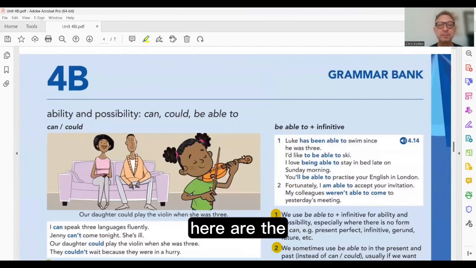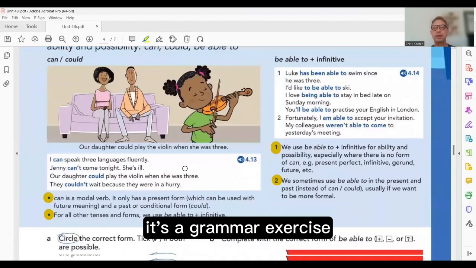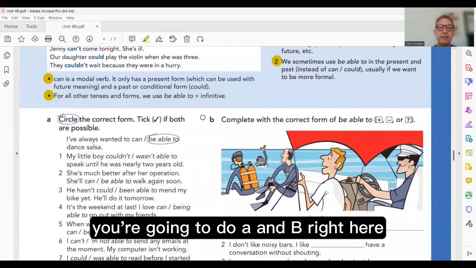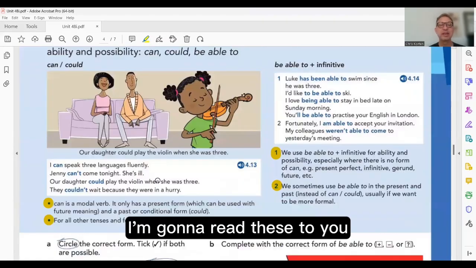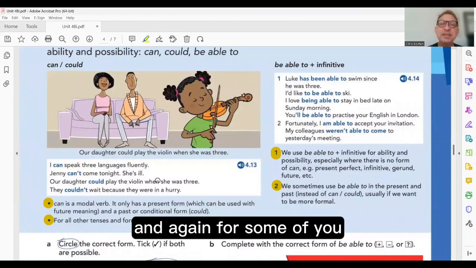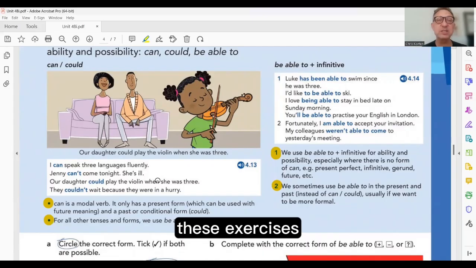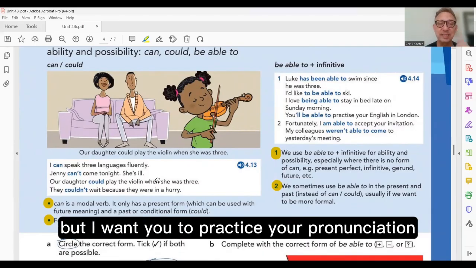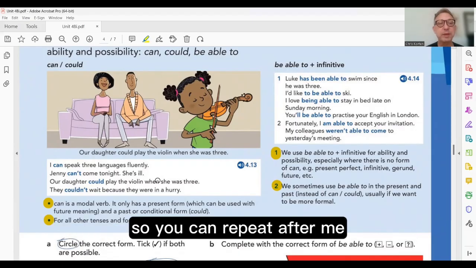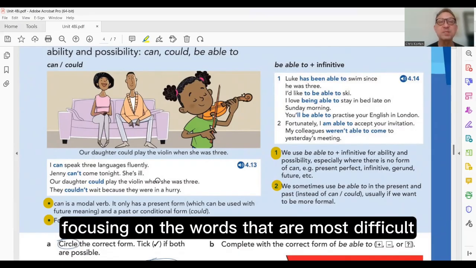Here it's a grammar exercise. You're going to do A and B right here. This is your homework. I'm going to read these to you. And again, for some of you, these exercises, these sentences are pretty simple, but I want you to practice your pronunciation. So you can repeat after me, focusing on the words that are most difficult.